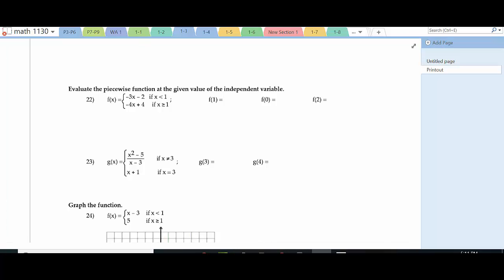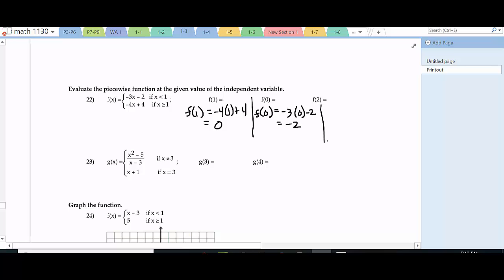All right, so let's write down the solution on this, and this will be easy arithmetic. F of 1, you're going to plug into this bottom function because x is greater than or equal to 1. So that's negative 4 times 1 plus 4, so that's equal to 0. Okay, you just got to know which piece to plug into. F of 0, do you plug into top or bottom? Top, because 0 is less than 1. So you would say f of 0 equals negative 3 times 0 minus 2. So that would be negative 2. Okay, that's how that goes, right?